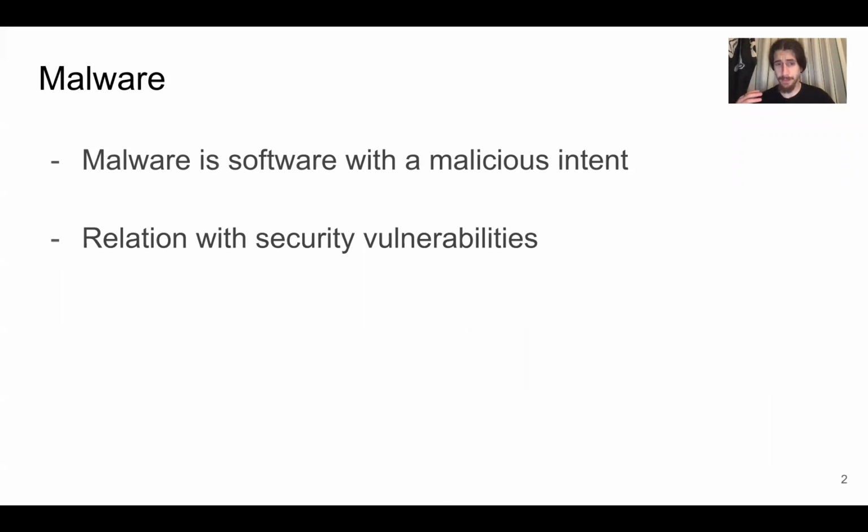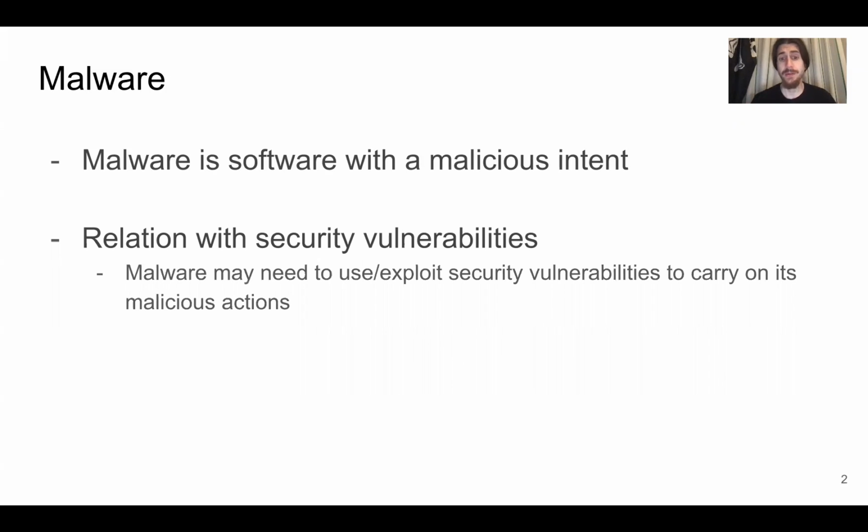And before we dig deeper into this malware stuff, I want to point out the relation with the security vulnerabilities aspect that we mentioned in the past lecture. Malware may actually need to exploit security vulnerabilities to carry out its malicious actions. Okay, so it's not always the case. Sometimes you get an application which contains malicious functionality, and this functionality doesn't need any bug to do whatever it needs to do. But in some cases, the malware may need to break some protections and bypass some security mechanisms. And to do this, usually you need bugs, and that's where bugs and security vulnerabilities kick in.